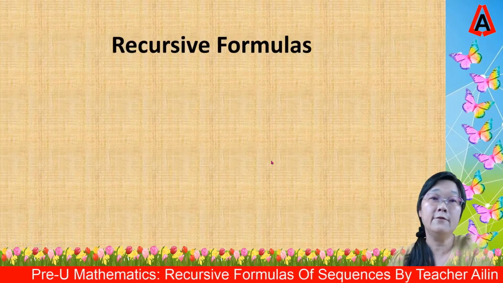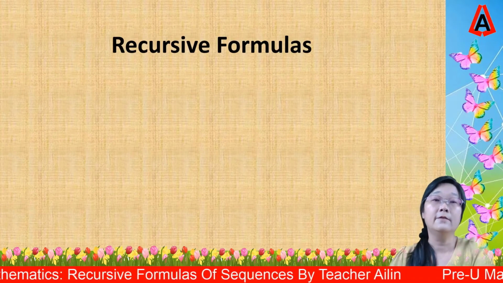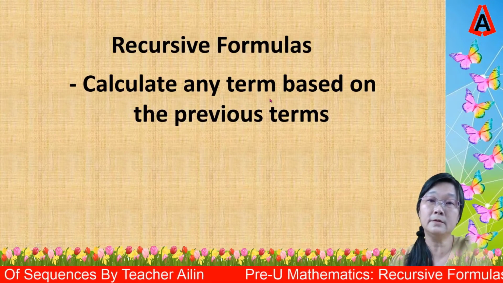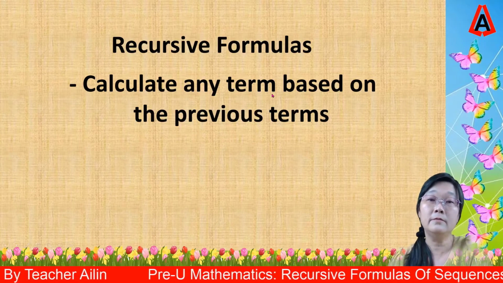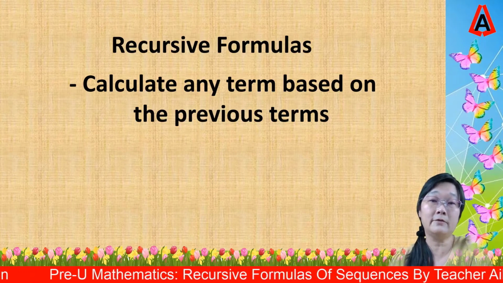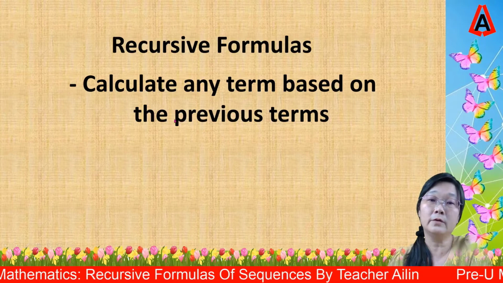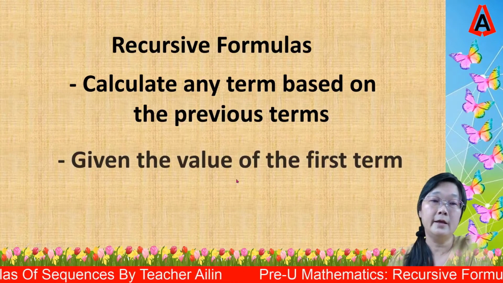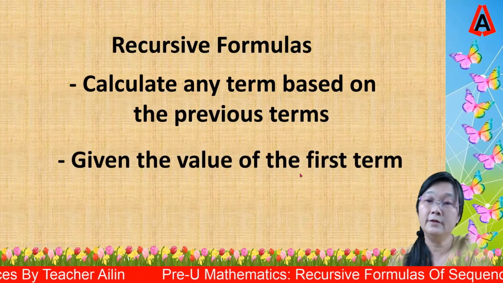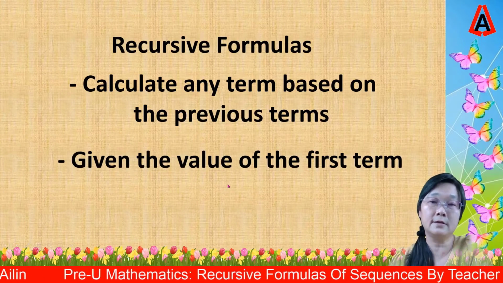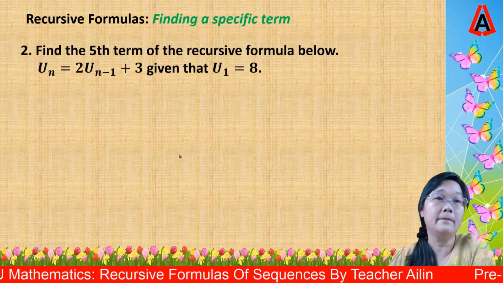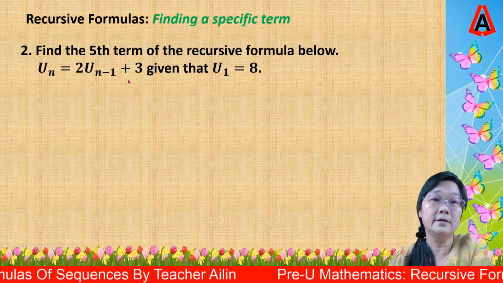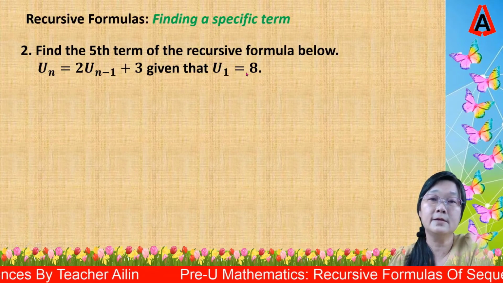Okay, so now for recursive formulas. For a recursive formula, if you want to find any term in a sequence, you are not able to find the value of the term directly, but you must base it on the previous term, that is the term before it. And normally, you will be given the first term for you to start the calculation. So, for example, find the fifth term of the recursive formula given here. Then you are given that the first term is 8.